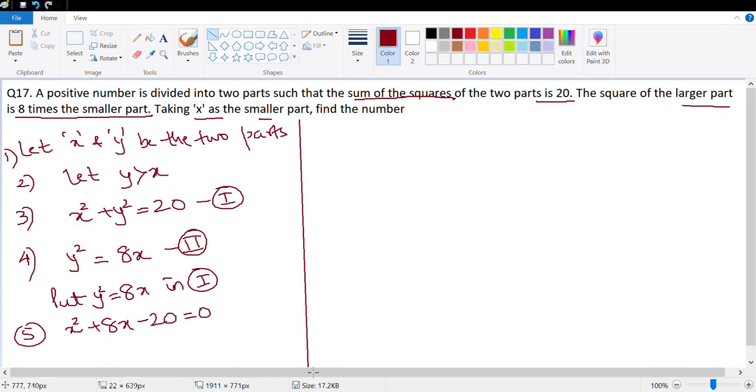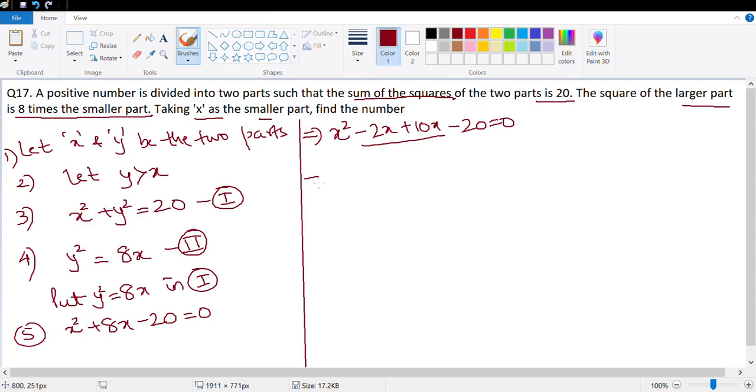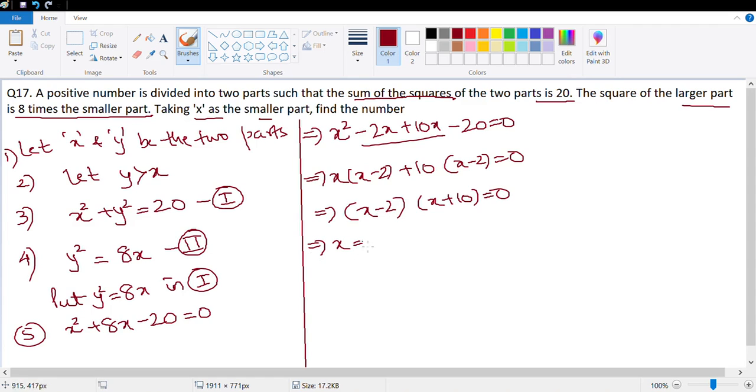Now we need to find factors of negative 20, the sum of which should be plus 8. This means x square minus 2x plus 10x minus 20 is equal to 0. Basically, I have broken 8 into minus 2 plus 10, the product of which is negative 20 and the sum of which is plus 8. Which means x times (x minus 2) plus 10 times (x minus 2) is equal to 0, which means (x minus 2) times (x plus 10) is equal to 0, which means x is equal to 2 or x is equal to negative 10.